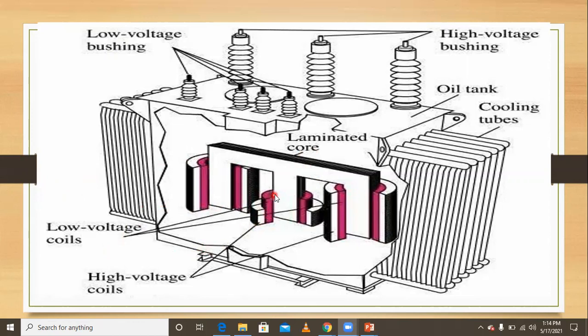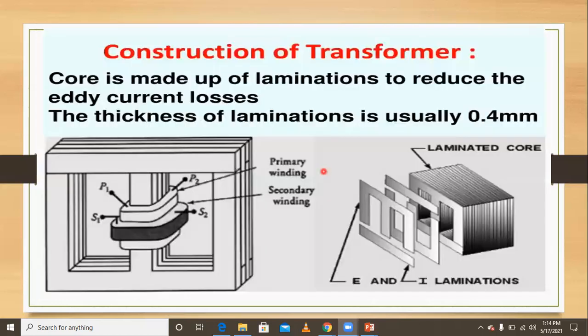Generally, the low voltage winding is placed near the transformer core. This is called the transformer core. Here, this is the low voltage winding, and this is called the high voltage winding. So the low voltage winding is placed near the core, and the high voltage winding is placed next to the low voltage winding because of insulation requirement. If the low voltage winding is placed near the core of the transformer, the insulation requirement is less. If the high voltage winding is placed near the core, the insulation requirement is more. That's why first the low voltage winding, after that the high voltage winding is placed on the transformer core. This is called low voltage and this is called high voltage. Understood? This is the construction of the transformer.